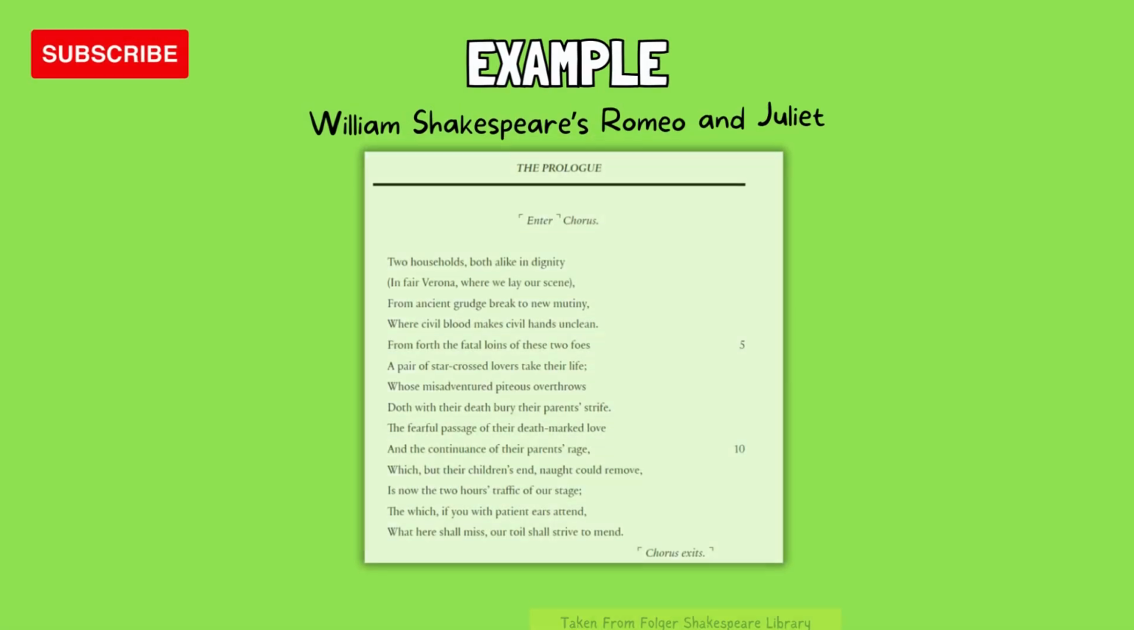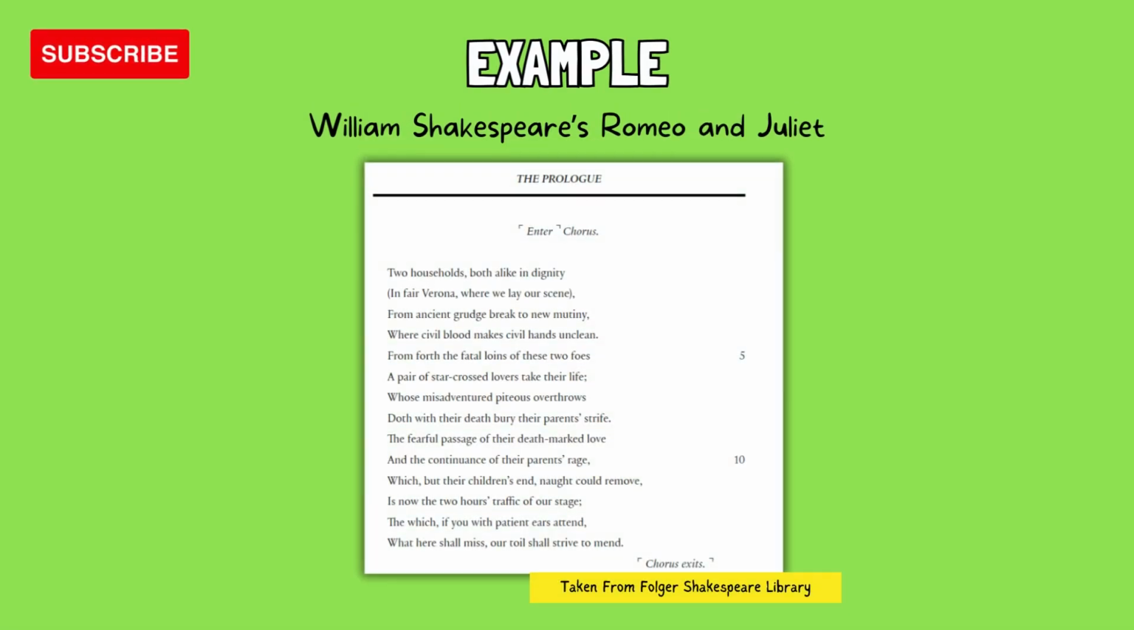One of the most famous prologues comes from William Shakespeare's Romeo and Juliet. This prologue plays a crucial role by setting the stage for the entire tragedy. In a few lines, Shakespeare establishes the key elements that drive the play: the long-standing feud between the Capulets and Montagues, the star-crossed fate of the young lovers Romeo and Juliet, and the devastating consequences their love will have.